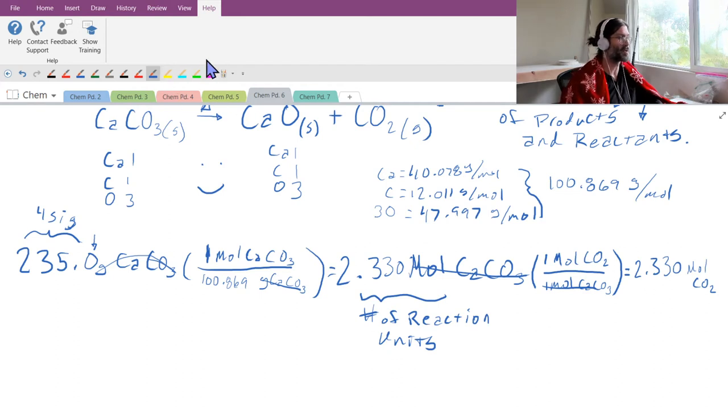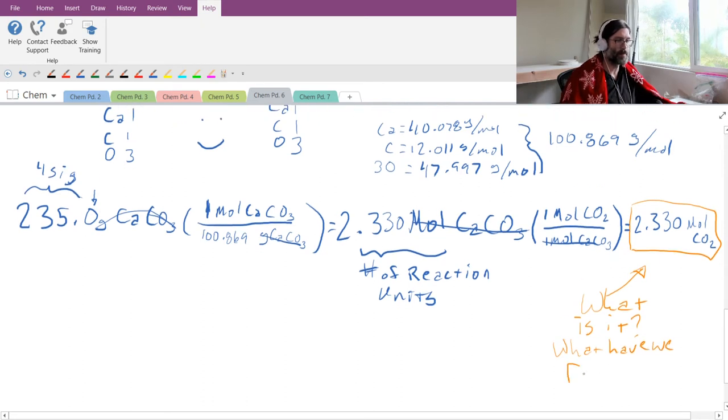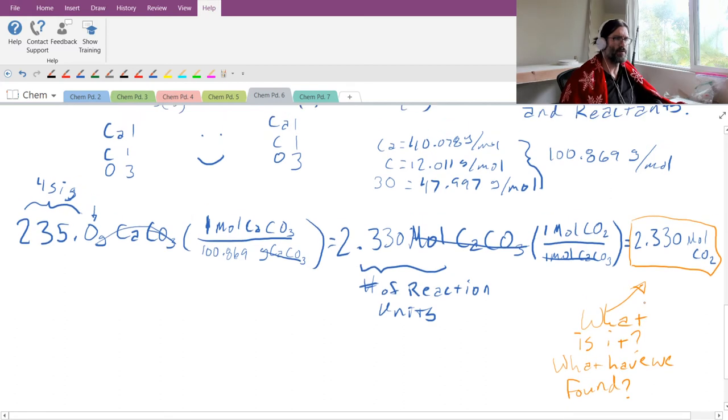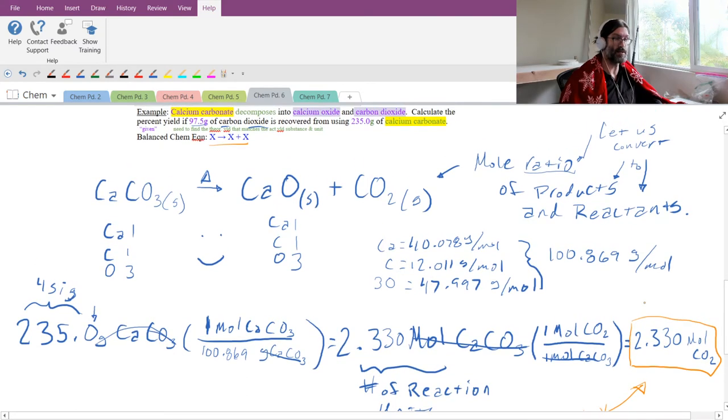Let's move on. So what is this? What did we just find? Moles of CO2, yes, but what? What have we been talking about? What have we found? It's the moles of CO2. From what? Limiting reactant. It's not the limit, but it's close.